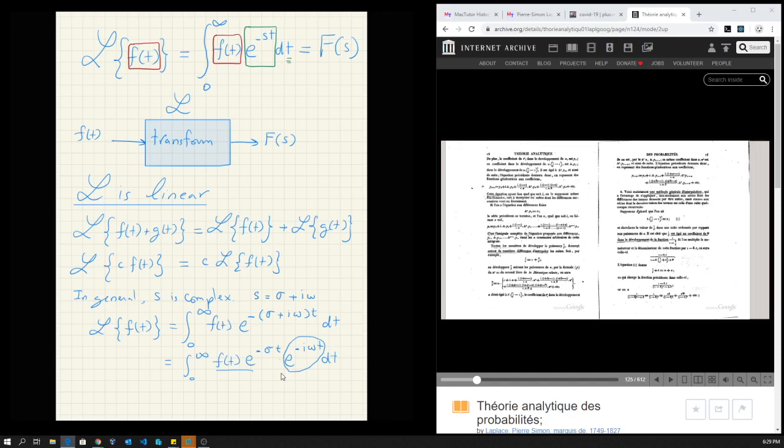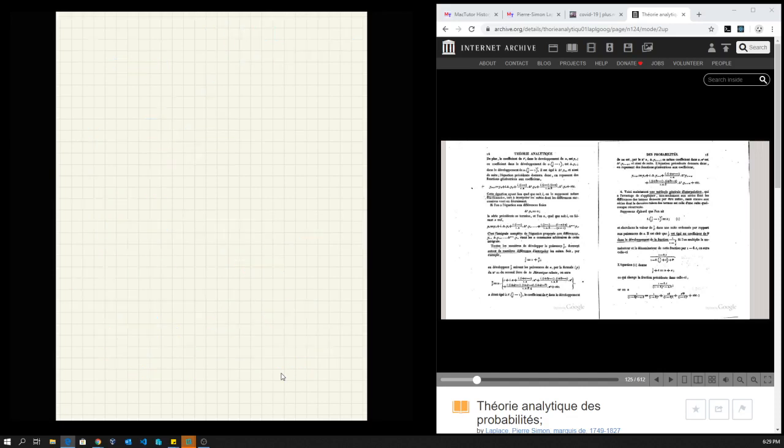Okay. So let me actually write this here in the next page. So I'm going to rewrite it here. So the Laplace transform of f of t is the integral from 0 to infinity of f of t times e to the negative sigma t times e to the negative i omega t dt. All right, a couple interesting things to mention.